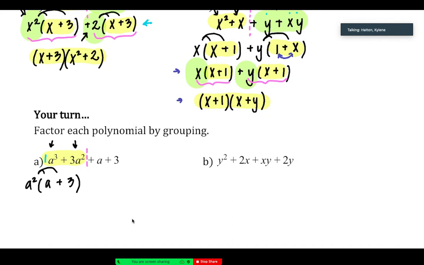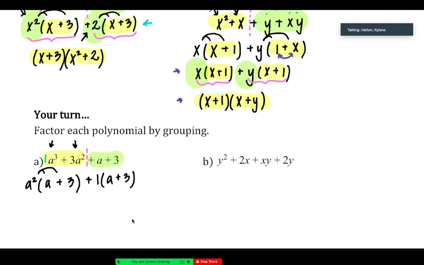And then for the second pair, it's a plus 3. If you think there's no GCF there, the 3 doesn't have an a, and the a doesn't have a coefficient other than 1. So if you don't see a common factor that you can pull out, and in this case our only possible factors would be 1 times a and 1 times 3, then the common factor is 1. That means I can factor out a 1, and I would write that in front of my parentheses. So plus 1 times a plus 3.